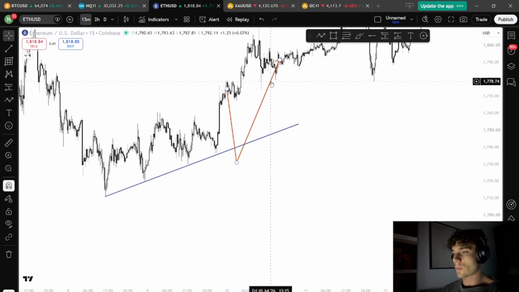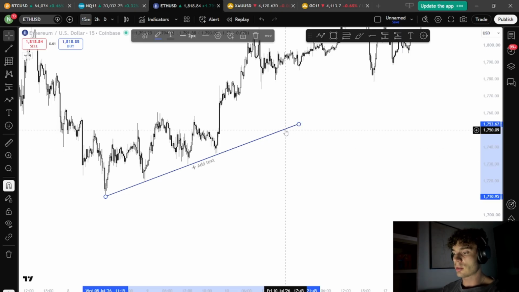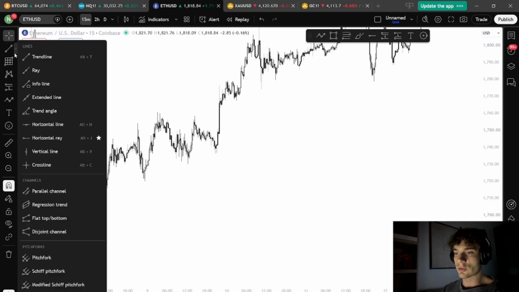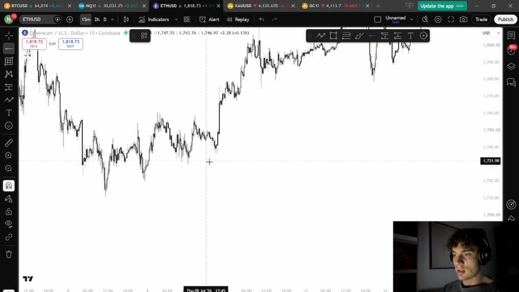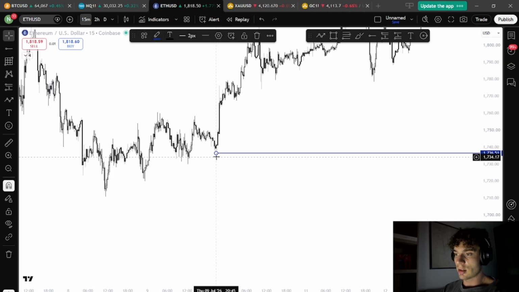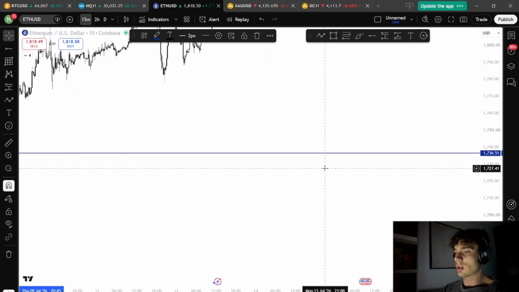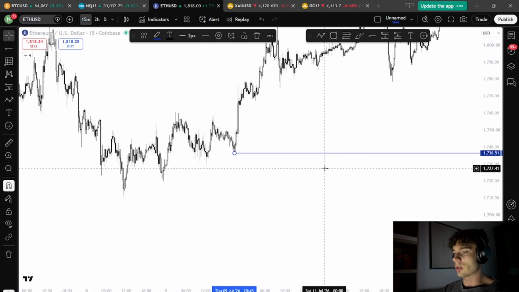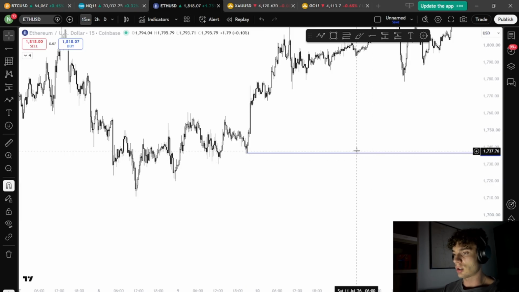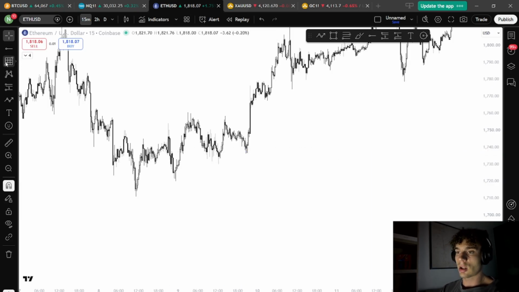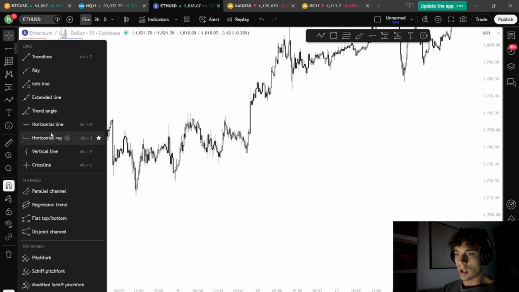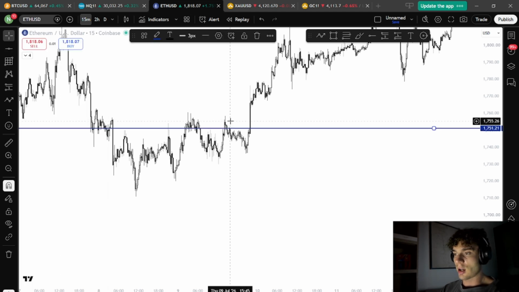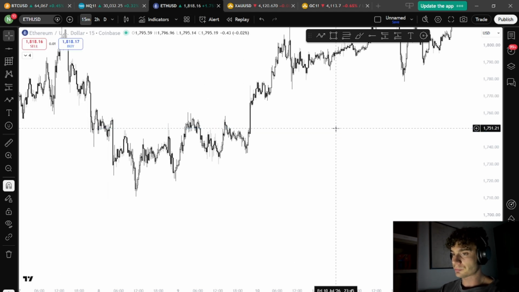Now, you can use this kind of trend line, or you can use, for example, horizontal ray. You just press it here and then it will just pull the line forever to the right until you delete it. And then you can also use, for example, the horizontal line. It goes both ways, right?